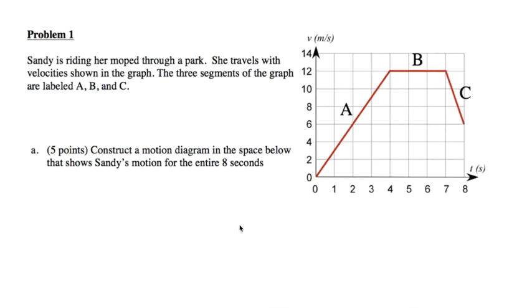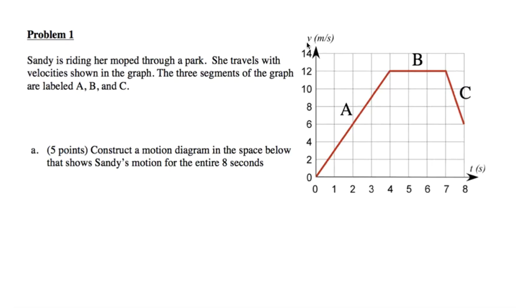Before we can even start on a motion diagram, we need to be able to look at this graph and say, what is Sandy's motion doing? A lot of you are stuck in the fact that you think all graphs are position graphs. So you look at this and you think she's going a constant positive speed, she stops, and then she goes a constant negative speed. If this was a position graph, that'd be right, but it's not.